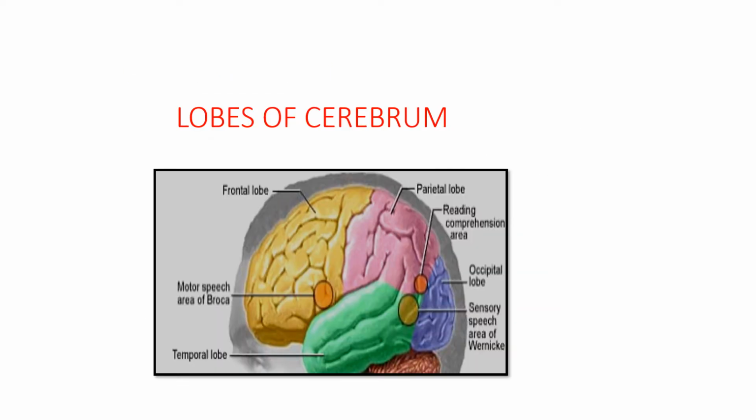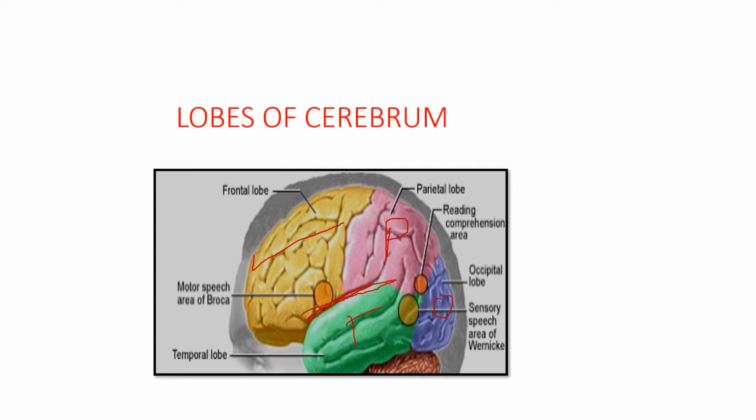So these are the lobes of cerebrum. This yellow color is the frontal lobe. This is the parietal lobe, this is the occipital lobe and this is the temporal lobe. Insula will be seen. Do you see these sulci here? This is the lateral sulcus.